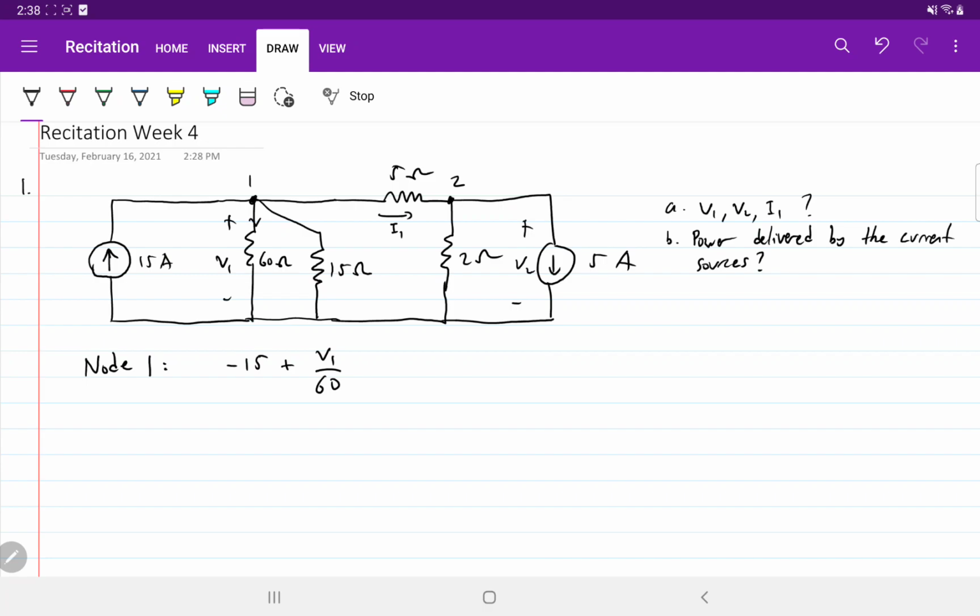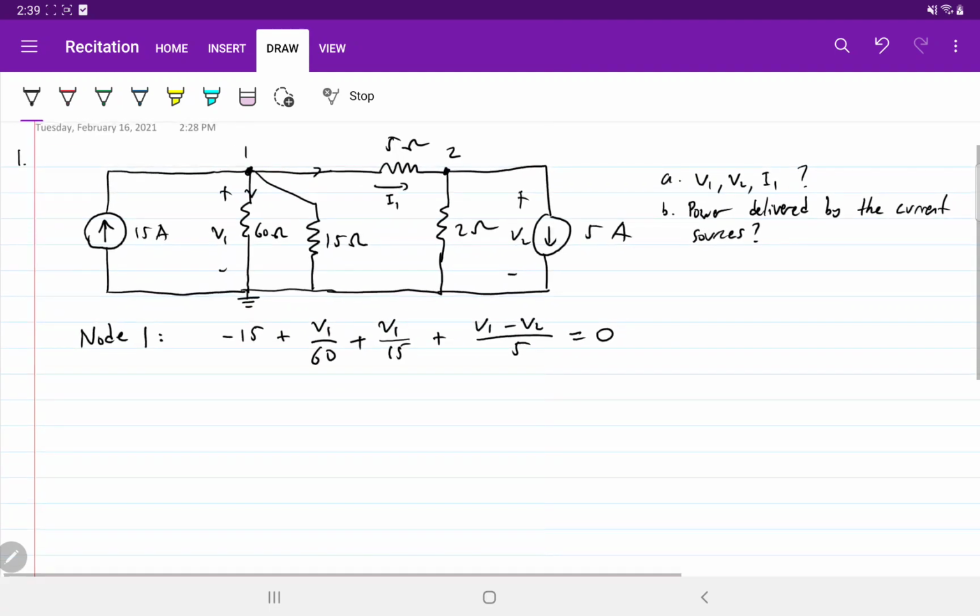Because we are assuming that this is zero or ground, it's connected to a ground, plus again V1 over 15, plus the current going out there, which is I1, right? So you can write I1, but you can expand and write I1 as V1 minus V2 over the resistance there, which is 5 ohm, and that should be equal to 0, right? So that's the first equation.